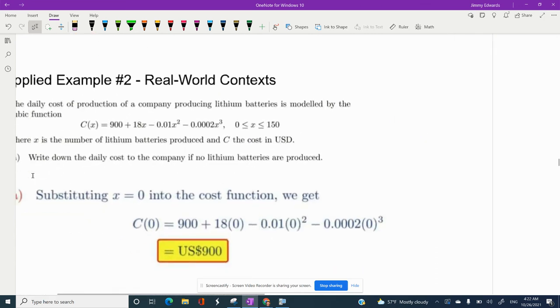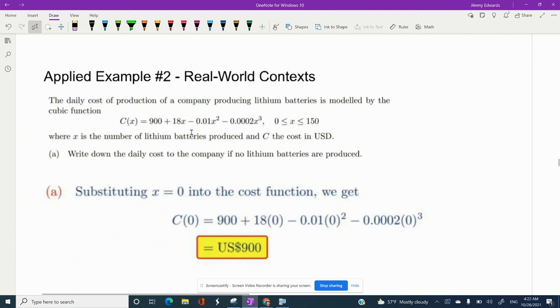And putting this into a real world context, these word problems are going to be a lot easier, because we're just going to take a power rule and then interpret our answer. We have here the daily cost of production of a company producing lithium batteries, modeled by this function, where x is the number of lithium batteries produced and C is the cost in US dollars. The first problem, part A, is not calculus. It just says find the daily cost of the company if they don't produce any batteries. That would be very sad. Not producing any batteries.